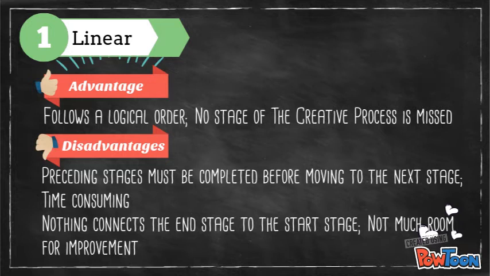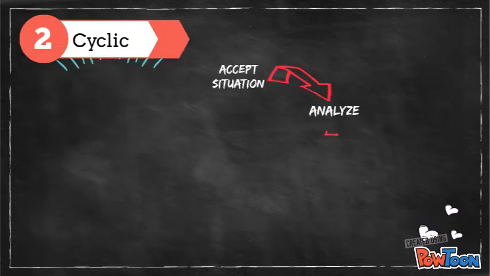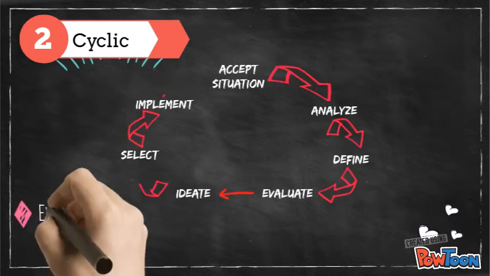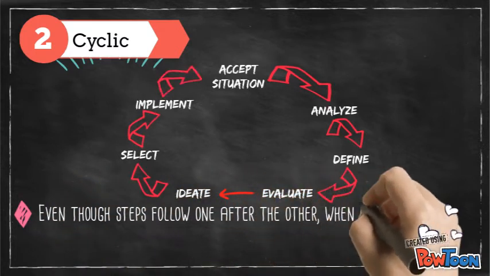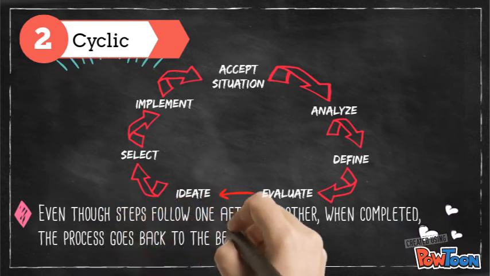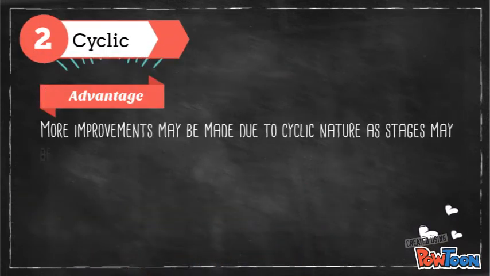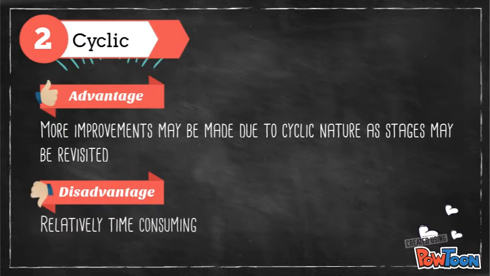Next, we have the cyclic method, which is slightly better than the linear, as even though the steps follow one after the other, when completed, the process goes back to the beginning. An advantage is that more improvements may be made due to the cyclic nature, as stages may be revisited. A disadvantage, on the other hand, is that it's still relatively time consuming.